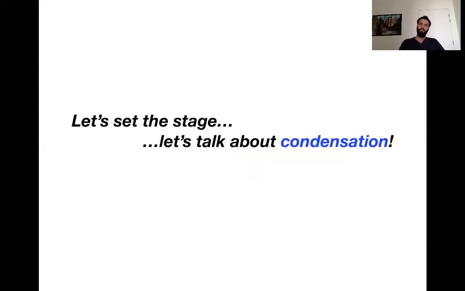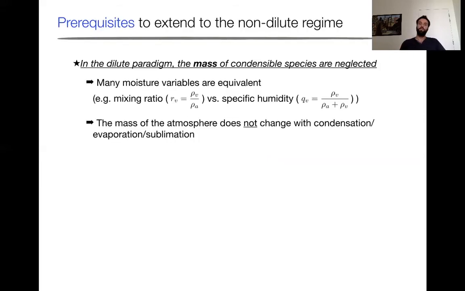So let's first talk about condensation for a while. Because, of course, in the dilute paradigm, the mass of condensable species is neglected. So many moisture variables are equivalent. For example, the mixing ratio here, which is the ratio of the density of the vapor to the dry air, is in the dilute paradigm the same thing as the specific humidity, which is the ratio of the density of vapor over the density of the whole gas. And in this paradigm, still for the same reason, the mass of the atmosphere does not change with condensation, evaporation, or sublimation. And of course, we know it's not true when we have some of these processes happening.